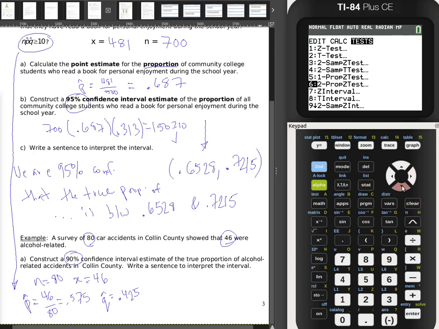It's down here. It's letter A. It wraps around to become A, one prop z interval. We have 46 there. We have 80 total car accidents. The confidence level this time should go to 0.90. And now let's find this one.